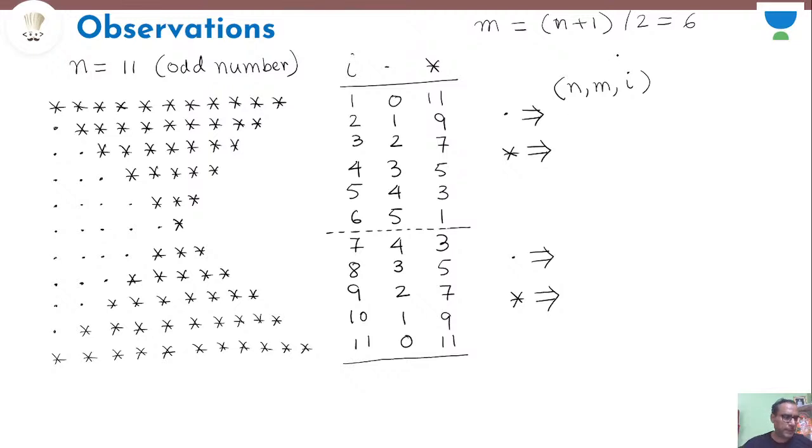Please tell me the upper half dot. Ayush, try. Pooja, Krishna, Abhishek, try. Dot is I minus 1. Perfect answer, Krishna. Very good. There is I minus 1: 1 minus 1, 0. 2 minus 1, 1. 3 minus 1, 2. 4 minus 1, 3. 5 minus 1, 4. 6 minus 1, 5.